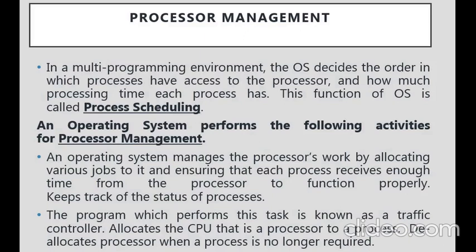In a multi-programming environment, the OS decides the order in which processes have access to the processor and how much processing time each process has. This function of the operating system is called process scheduling. An operating system performs activities like creating and deleting user or system processes. It can suspend or resume any process. It provides a mechanism for process communication, process synchronization, and deadlock handling.